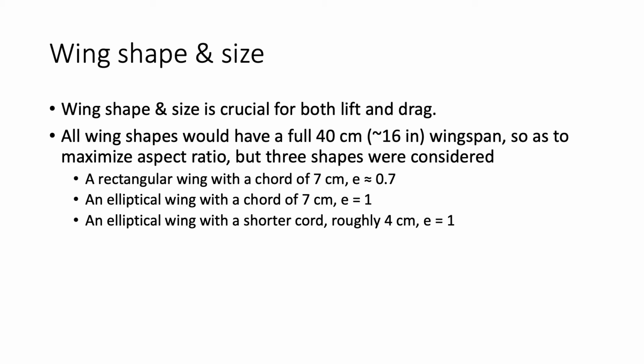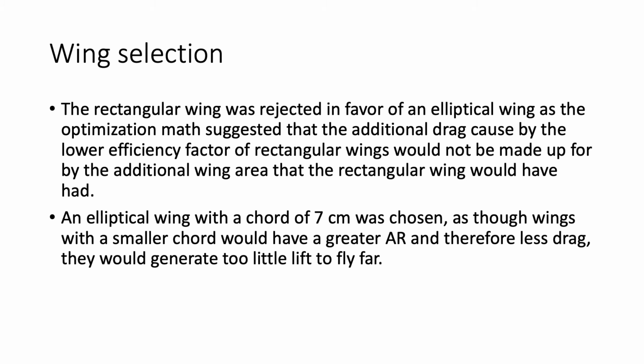Wing shape and size is crucial for both lift and drag. All wing shapes would have a full 40 centimeter, 16-inch wingspan so as to maximize aspect ratio, but 3 shapes were considered: a rectangular wing with a chord of 7 centimeters, an elliptical wing with a chord of 7 centimeters, and an elliptical wing with a shorter chord, roughly 4 centimeters. The rectangular wing was rejected in favor of an elliptical wing because the optimization Excel sheet suggested that the additional drag caused by the lower efficiency factor would not make up for the additional wing area. An elliptical wing with a chord of 7 centimeters was chosen.